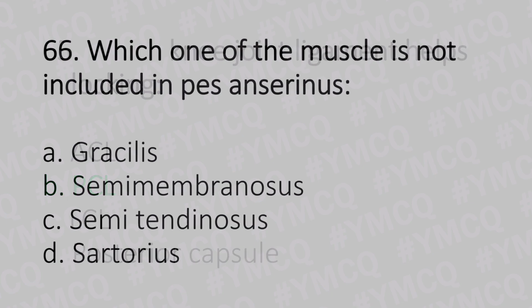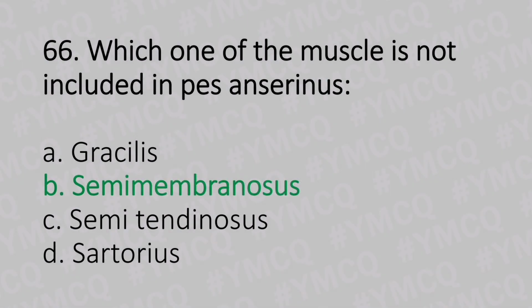Moving to our 66th question. Which one of the muscles is not included in the pes anserinus? Option A, gracilis. Option B, semimembranosus. Option C, semitendinosus. Option D, sartorius. And the answer is Option B, semimembranosus.